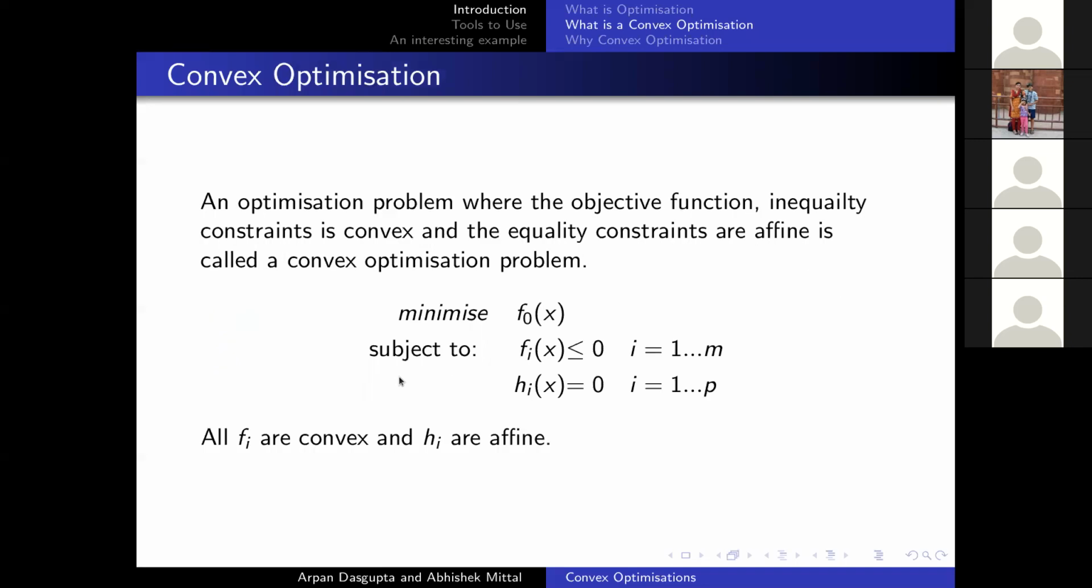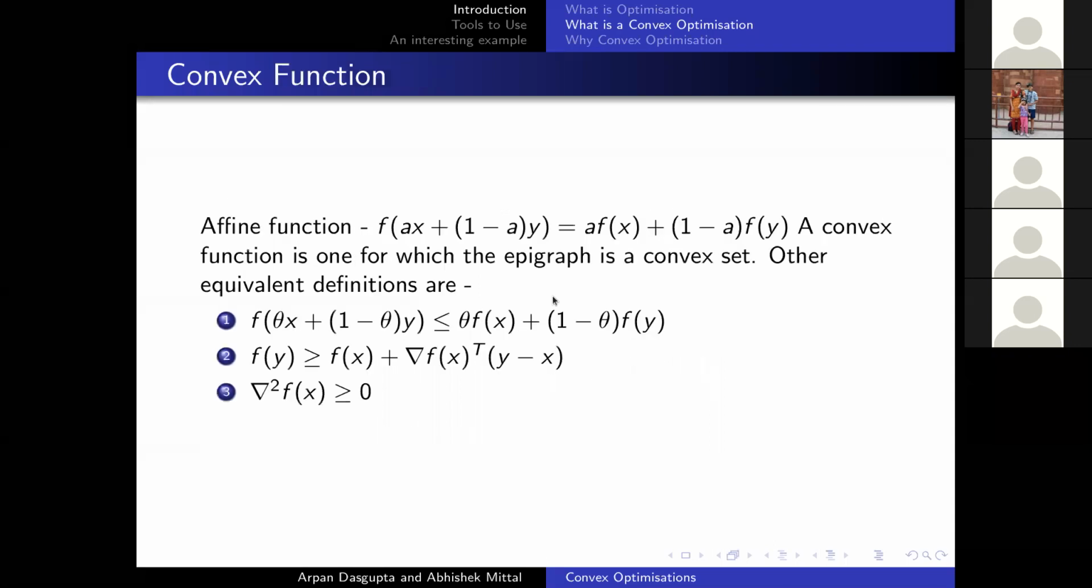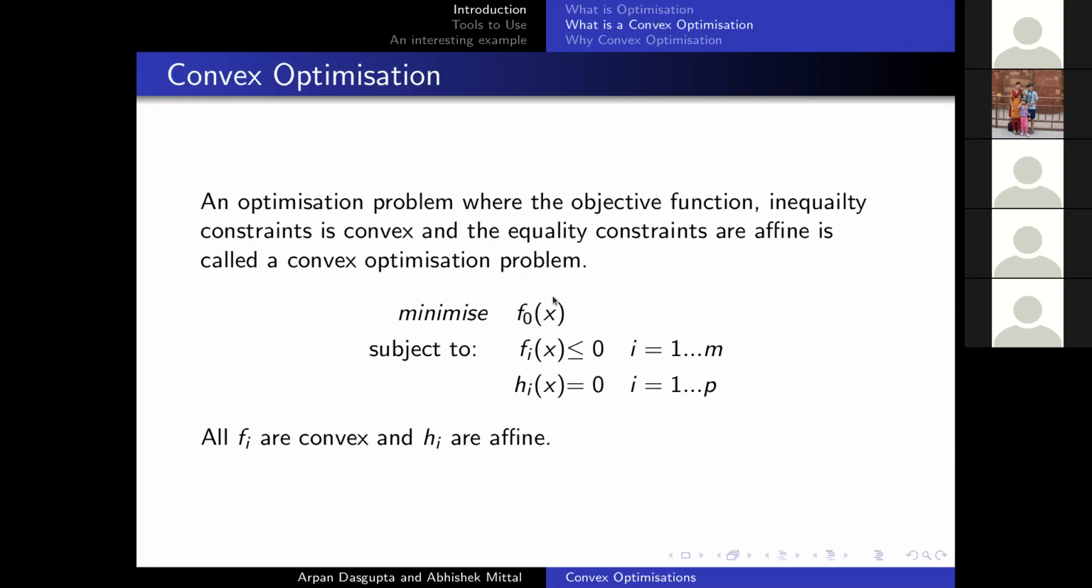Now we define convex optimization. This was a general optimization problem. Any optimization problem is called a convex optimization problem when all the f's are convex and the h's are affine. That is, the objective and the inequality constraints are all convex functions, and all the equality constraint functions h's are all affine. So this is how we define the convex optimization problem.